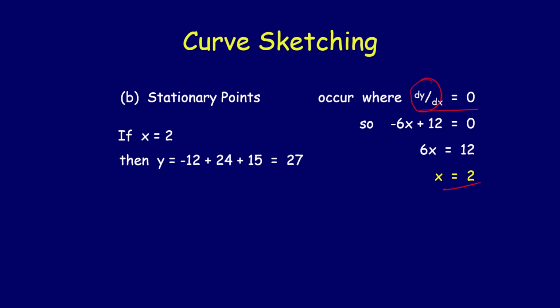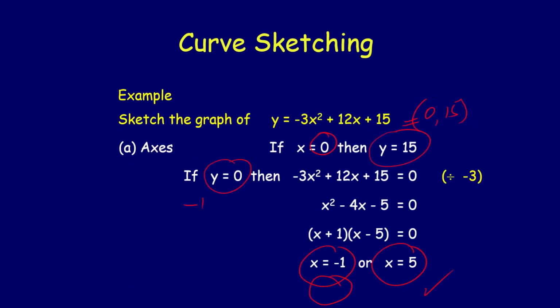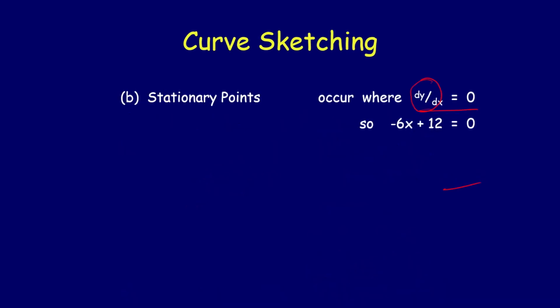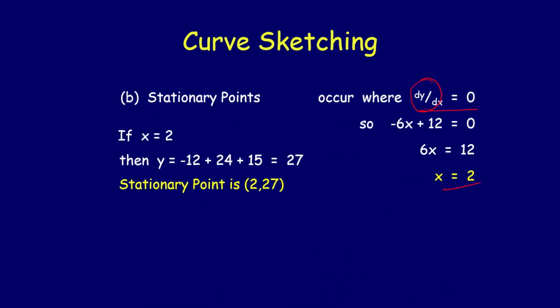So if x equals 2, what about y? Because we need to get that stationary point. So for you to get y, you simply take the equation of that function, y equals negative 3x squared plus 12x plus 15. Then you simply substitute x equals 2, and you get 27. So when x is 2, y equals 27. So you've just taken x equals 2 and substituted it in the function.